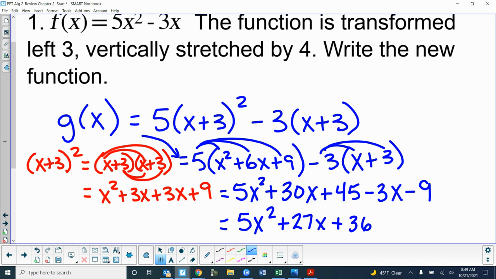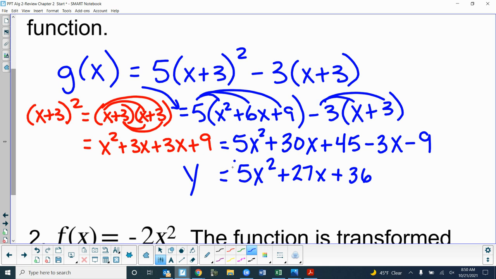But we're not done. Some of you got this far last time, and then you forgot the second part. Vertically stretched by 4. Vertically is up and down. That's the y. Okay? G of x is like y equals. If you want to just put y equals, that's okay. So, what do I do with that 4 and the y? You just multiply, right? The whole thing. So we're multiplying the y, which is this whole thing we just simplified, all of it by 4.